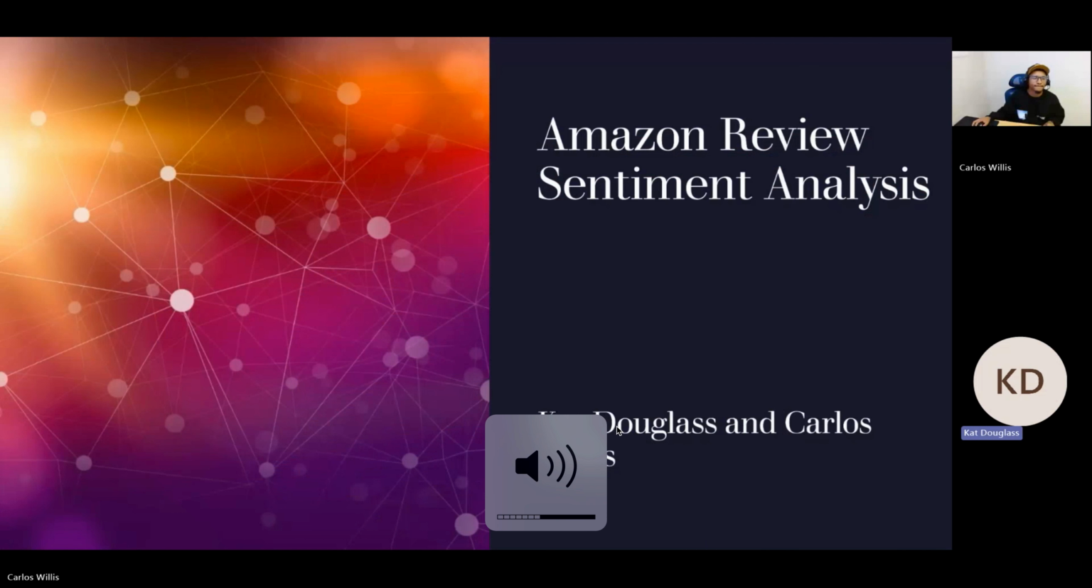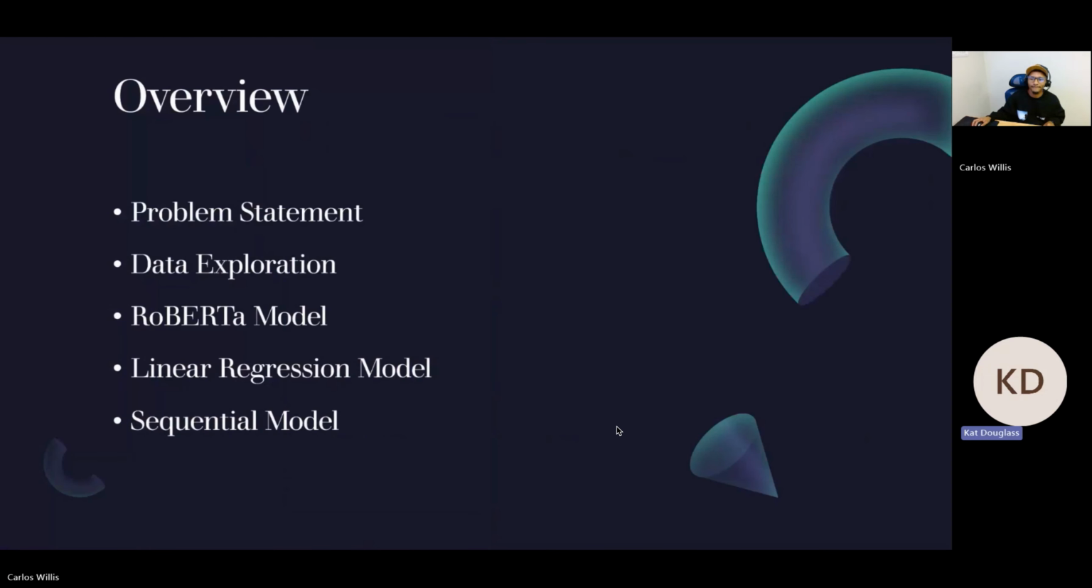In this project, we looked at Amazon review sentiment analysis. We'll be covering our problem statement, the data exploration that we did, the Roberta model, the linear regression model, as well as the sequential model.